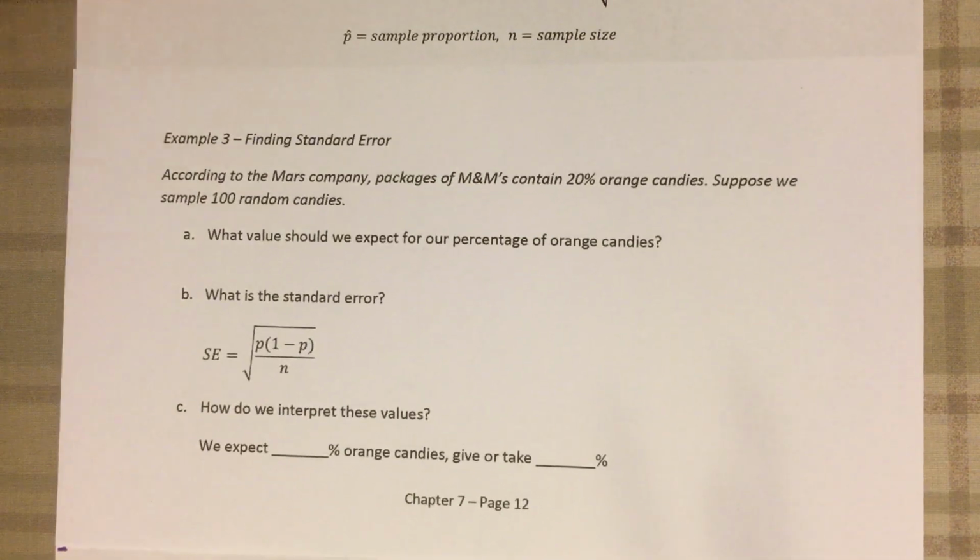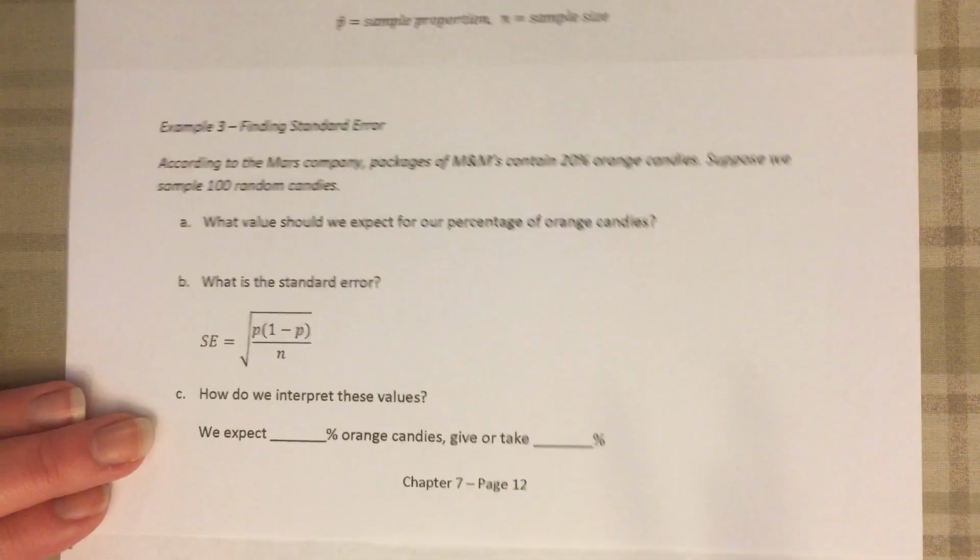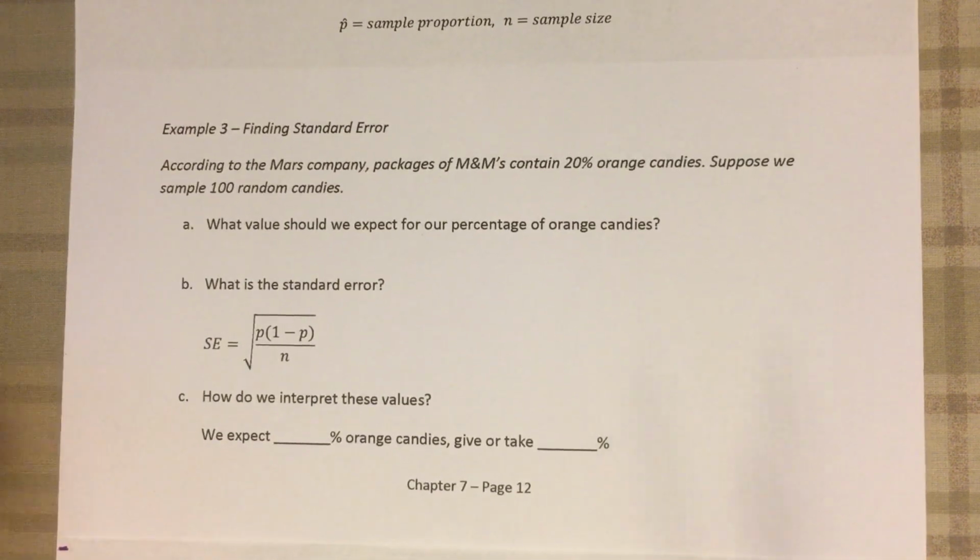All right, so let's use this formula to find our standard error, because this is going to be a step of a lot of the problems that we're going to see in the next few sections. According to the Mars Company, packages of M&Ms contain 20% orange candies. Suppose we sample 100 random candies. What value should we expect for our percentage of orange candies?